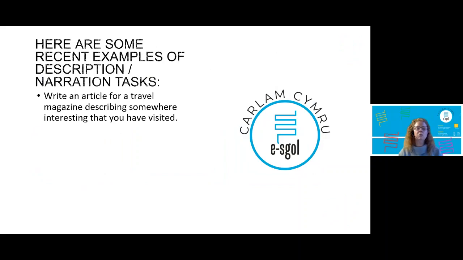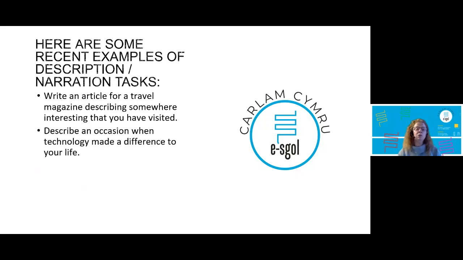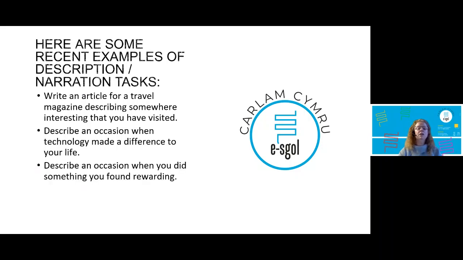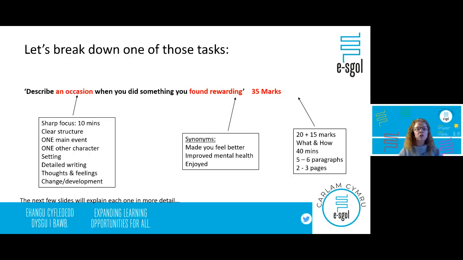So what sort of things could you be asked in the exam? Write an article for a travel magazine describing somewhere interesting that you visited. Describe an occasion when technology made a difference to your life. Describe an occasion when you did something you found rewarding. Describe a time when you faced a challenge. Yeah, so those are your description ones. So what's that look like? If you break it down, how are you going to do it?